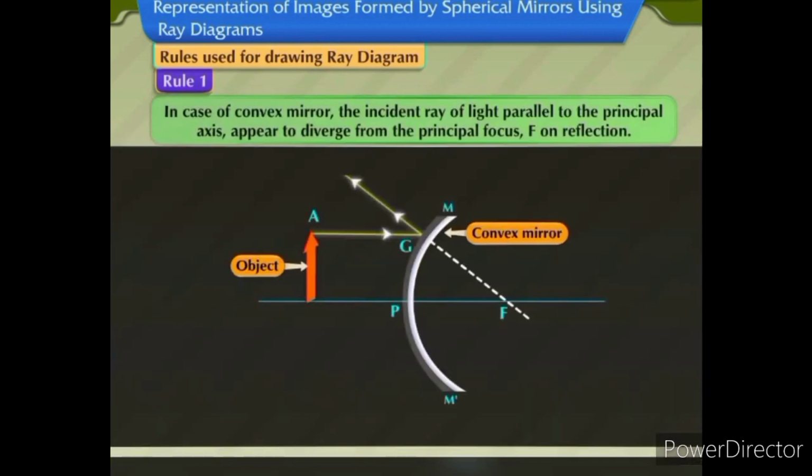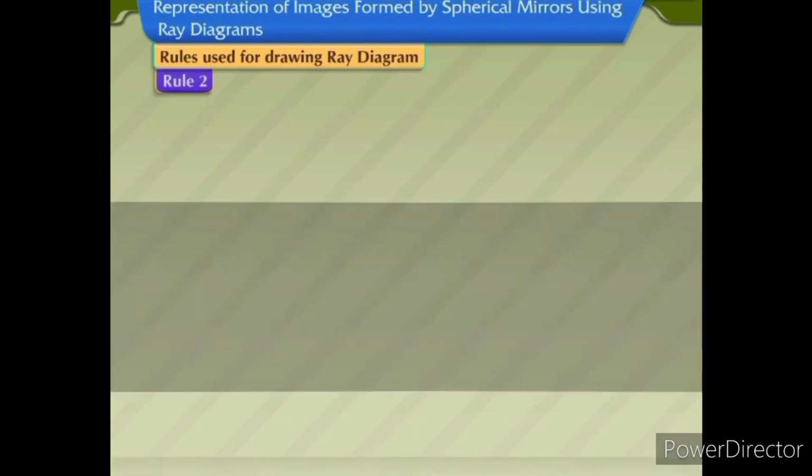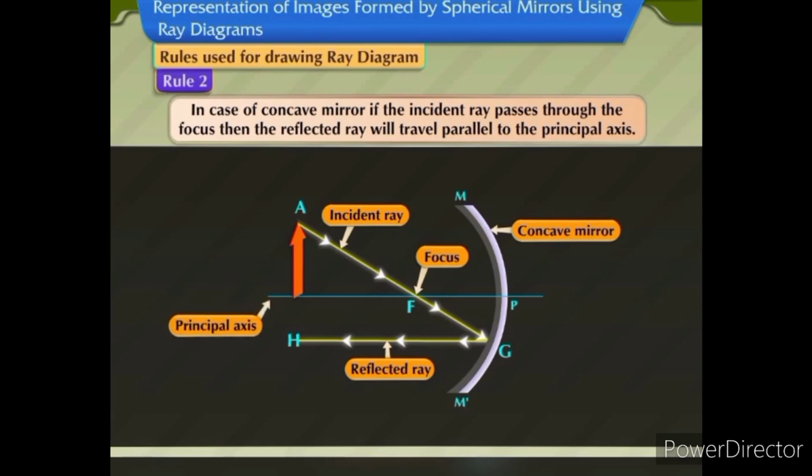In case of a convex mirror, the incident ray of light parallel to the principal axis appears to diverge from the principal focus F on reflection. Rule 2. In case of a concave mirror, if the incident ray passes through the focus, then the reflected ray will travel parallel to the principal axis.